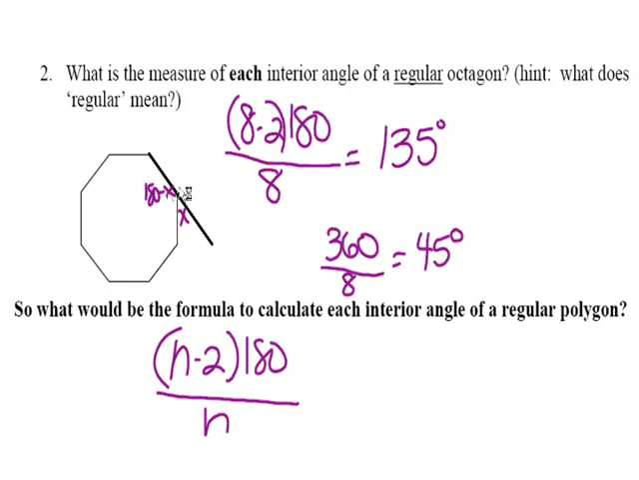And then to find the interior angle, I just take that 45 and subtract it from 180, and I wind up with 135 degrees. So that's just an alternate way of finding the measure of an interior angle of a regular polygon. This only works with regular polygons.